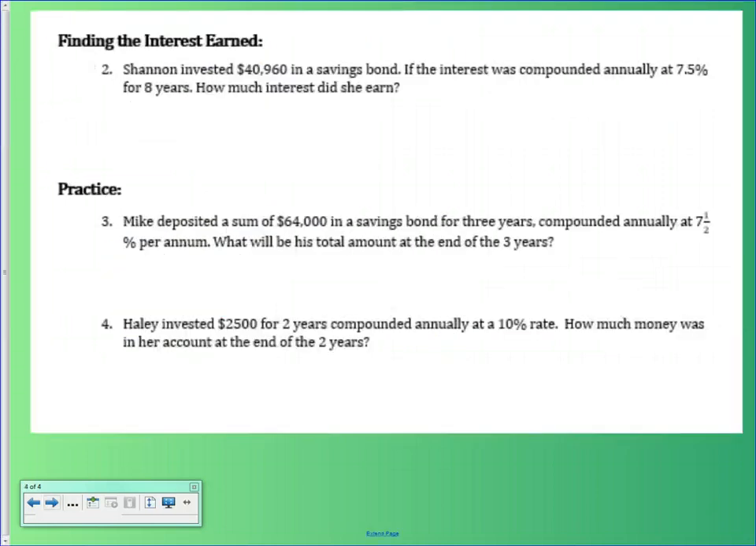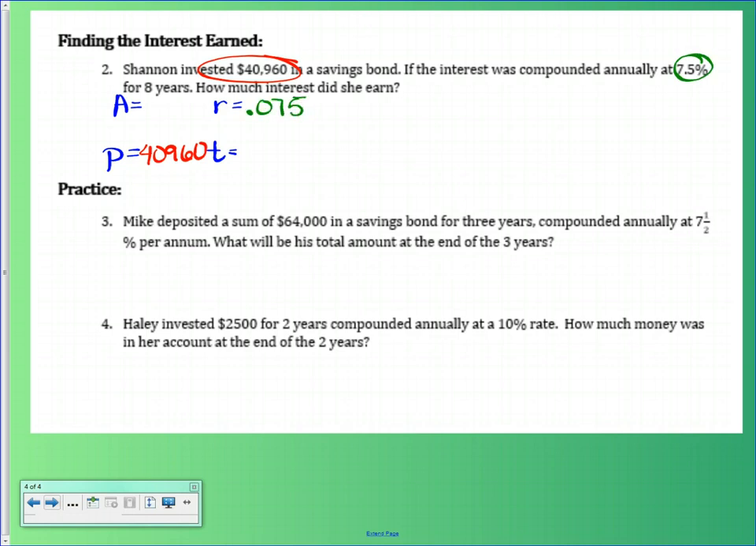Let's go on and look at number 2 on the back. Shannon invested $40,960 into a savings bond. If the interest was compounded annually at 7.5% for 8 years, how much interest did she earn? So we're going to start with our variables. So she invested $40,960. That's our principal. 7.5% is our rate. Again, turn that into a decimal, 0.075. And our time, again, 8 years.